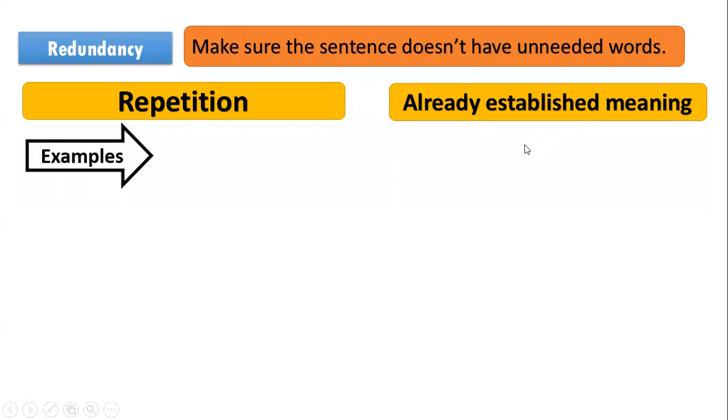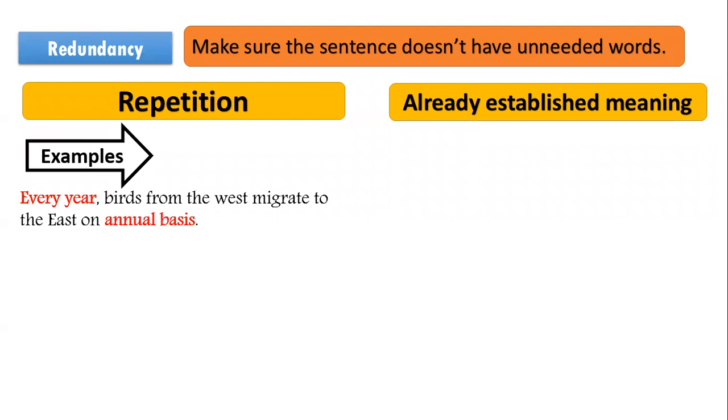Let's see some examples to decide what redundancy is. Every year, birds from the west migrate to the east on annual basis. I'm asking you now, ya shabab, do you notice something wrong with this sentence? Please send me a message if you have an answer to this question. Can you notice something wrong with this sentence? Send me your answers, please.